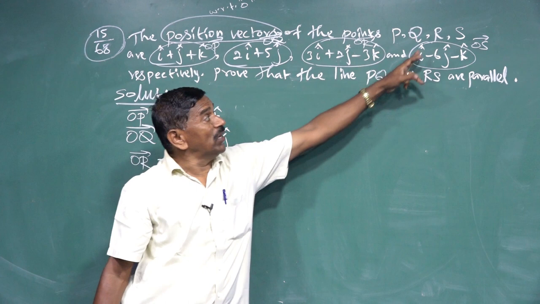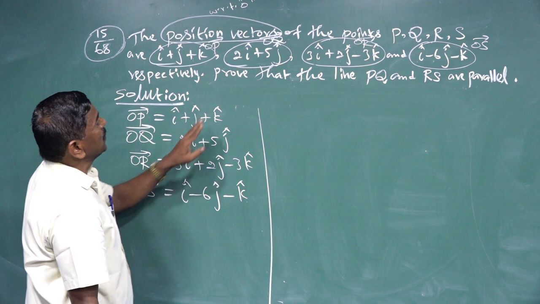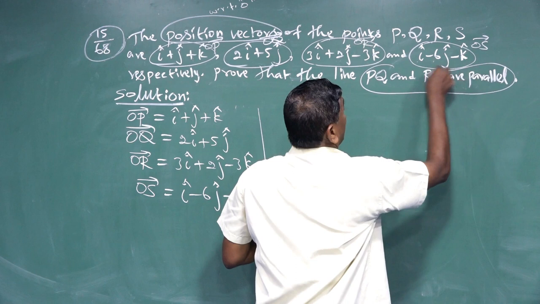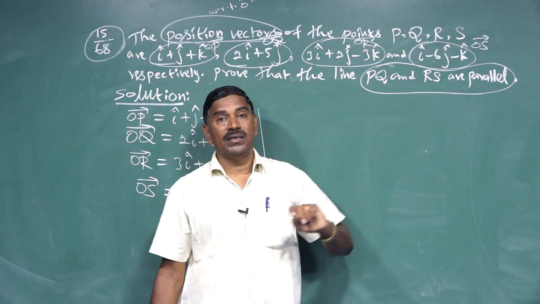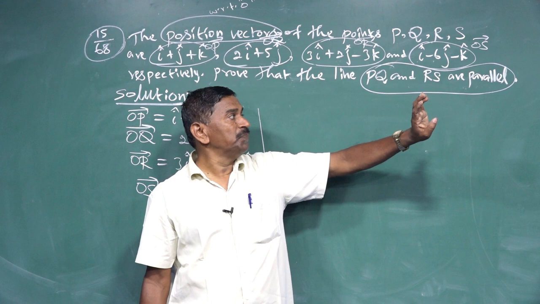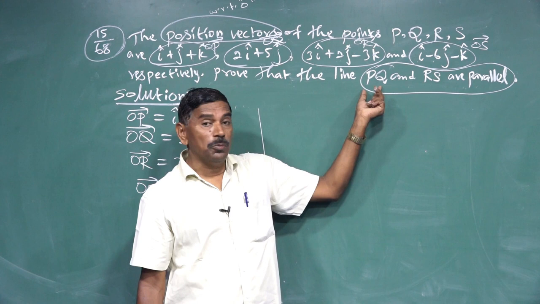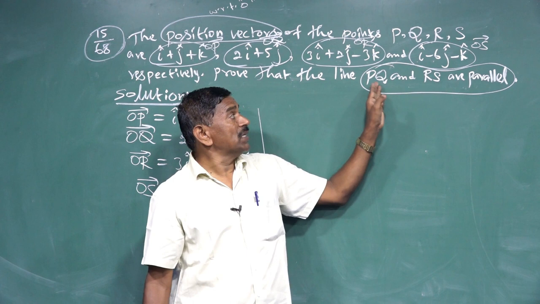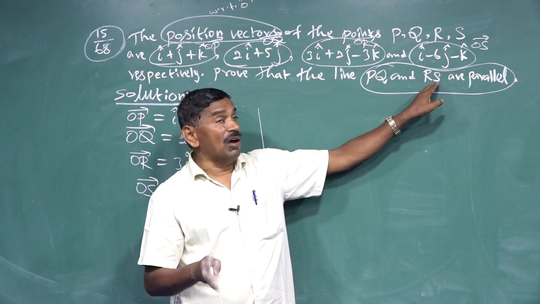Now, come to the question. Prove that the lines PQ and RS are parallel. Any idea to prove PQ and RS are parallel? It is enough to prove PQ vector is equal to lambda into RS vector, where lambda is some scalar. The converse is also true: RS vector is equal to lambda into PQ vector. If two vectors are parallel, then one vector differs from the other by a scalar.